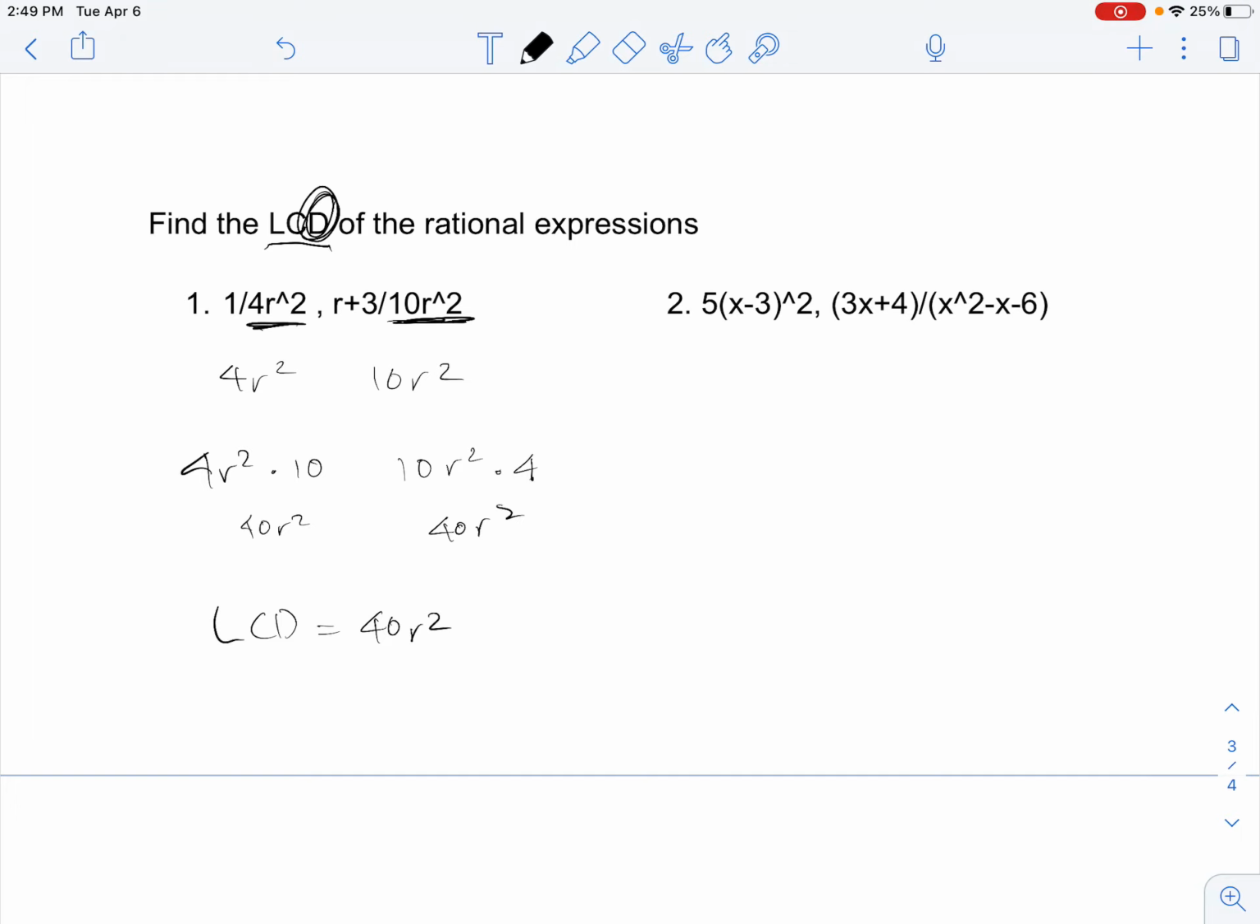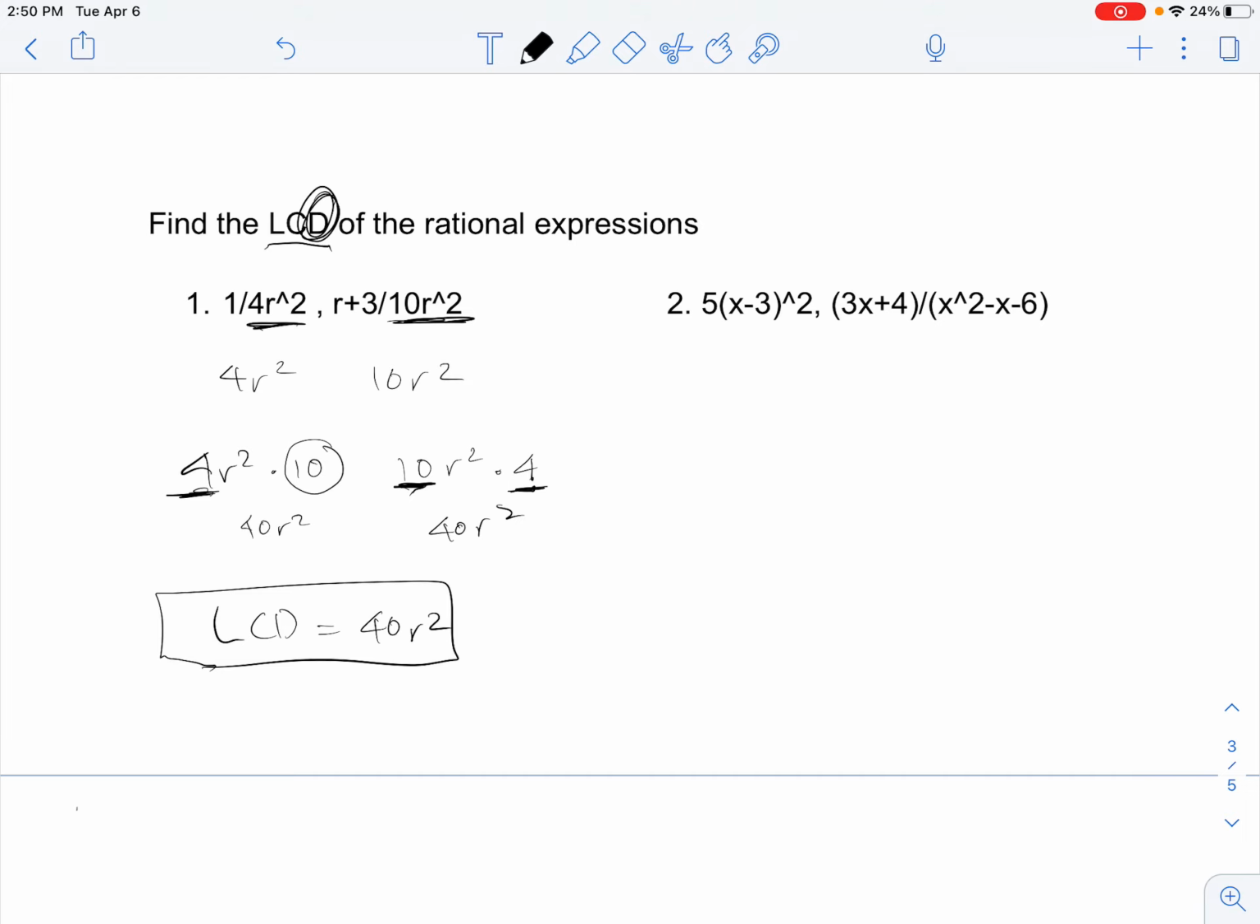Now, the reason why I multiplied this by 10 is because that's the factor that the other denominator is multiplied by. The reason I multiplied by 4 is because that's the factor that's multiplied for the first denominator. These are the lowest common denominators, so that's why I multiplied them by their respective factors, and that's why the LCD would be 40r squared.